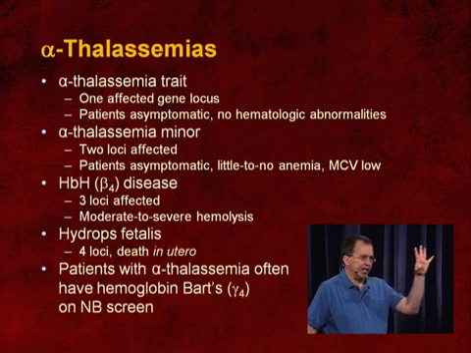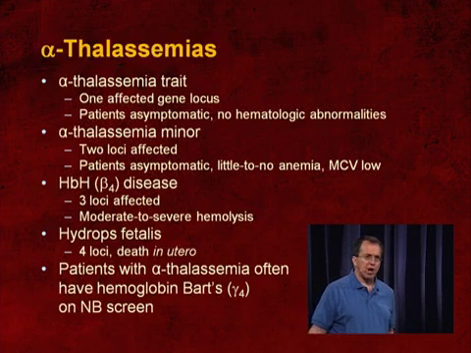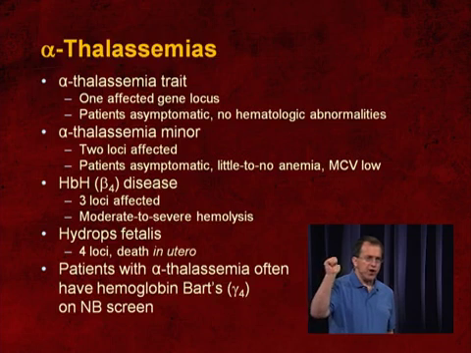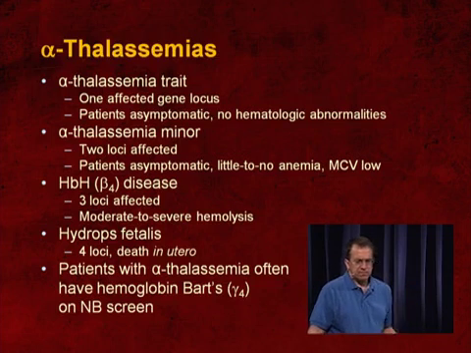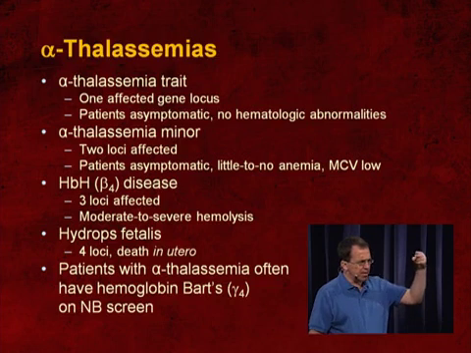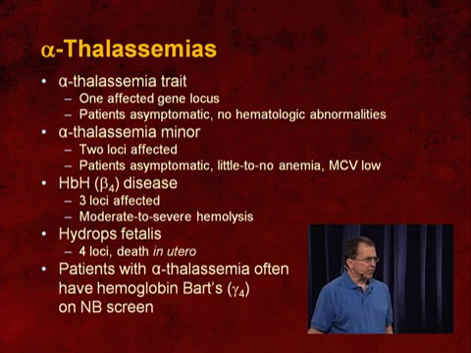Okay, alpha thal. You've got 4 genes for alpha thal. We're going to make it simple. We're going to talk about the number of genes that have taken a hit. One hit, asymptomatic, no hematologic abnormalities. Two hits, okay? They can be on the same chromosome. They can be on different chromosomes. All that really matters is for genetics and family planning down the road.